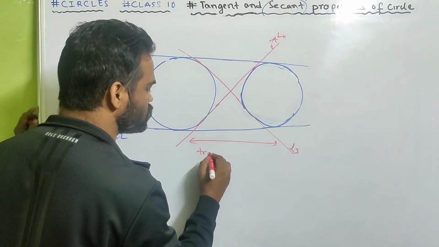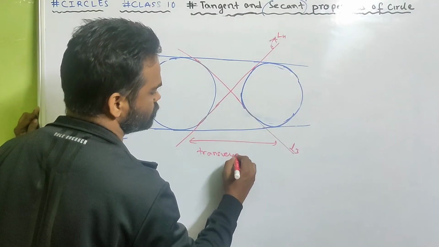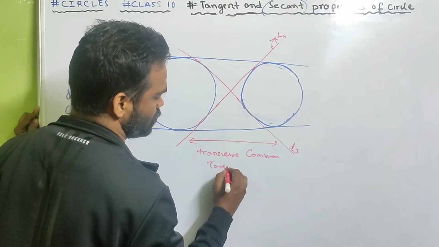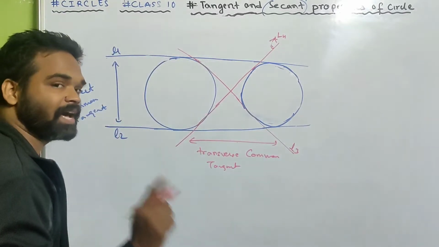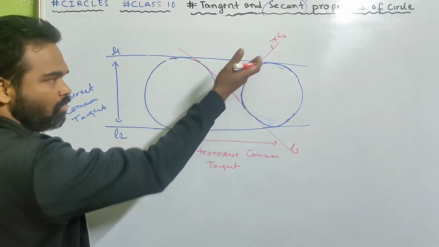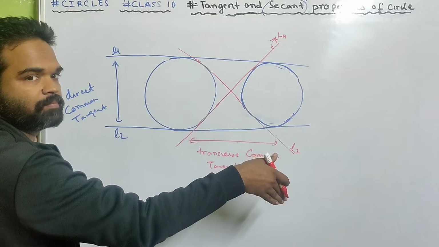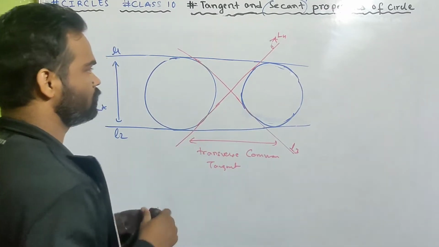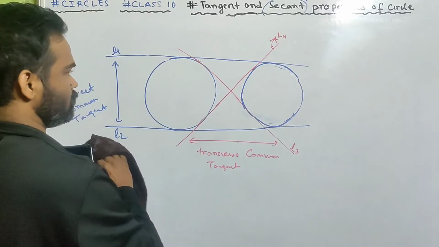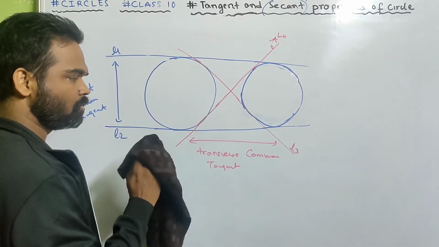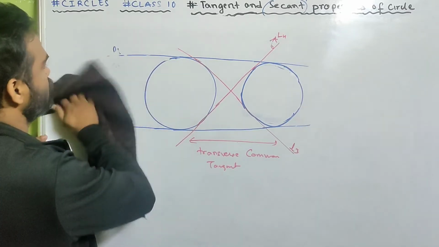They are known as transverse common tangents. Okay? And these two are known as direct common tangents. They lie on the same side. The circles lie on the opposite sides of the tangent, if you look carefully. Okay? Now, this is clear, I hope. Two direct common tangents, two transverse common tangents.